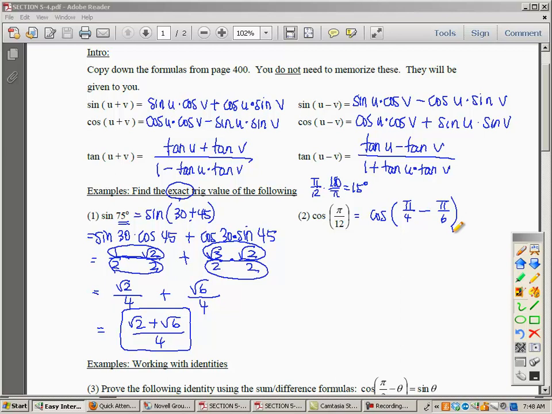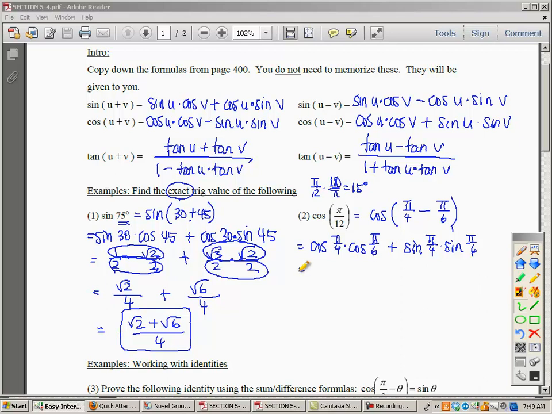Okay, and so in this case, I'm going to use the subtraction of it. So let's take a look. My cosine formula says if I'm going to subtract, I take the cosine of the first one times the cosine of the second one, and I'm going to add the sine of the first one times the sine of the second one. So I plug my angles into my formula.